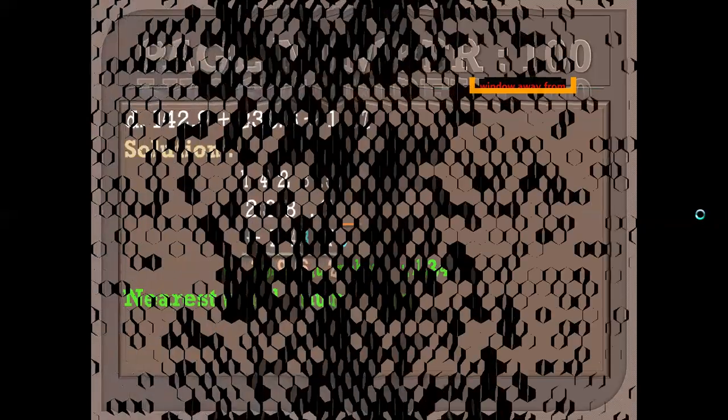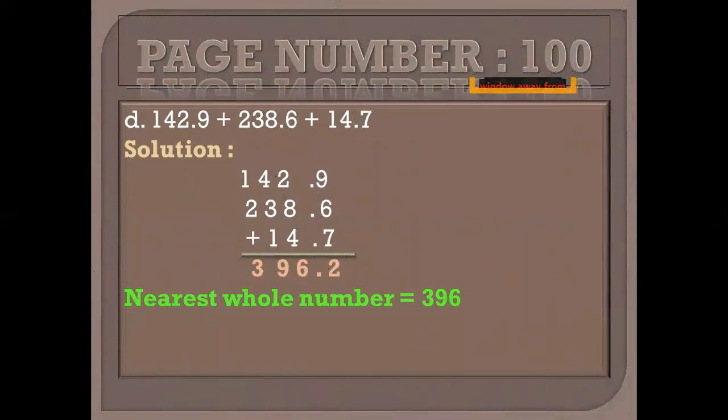Part D, again there are three terms: 142.9, 238.6 and 14.7. When we add them, we get 396.2. But on the tenths place there is 2. It means that no change will happen in the whole number because 2 is less than 5. We only remove the decimal part. 396 will be our required answer.